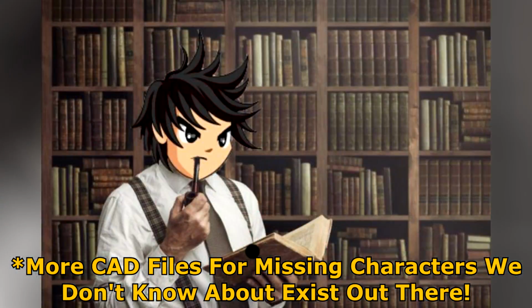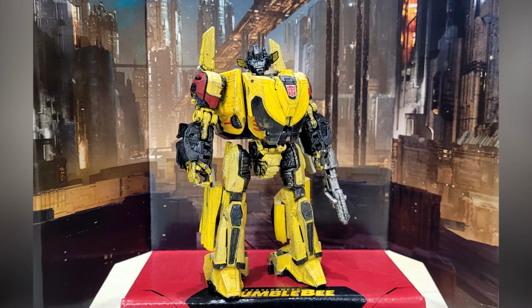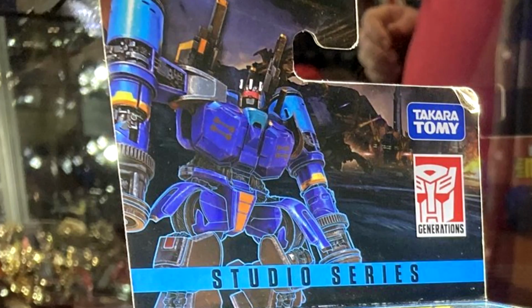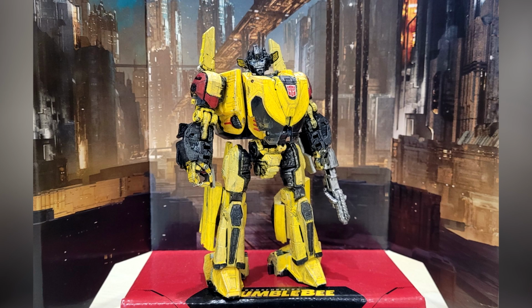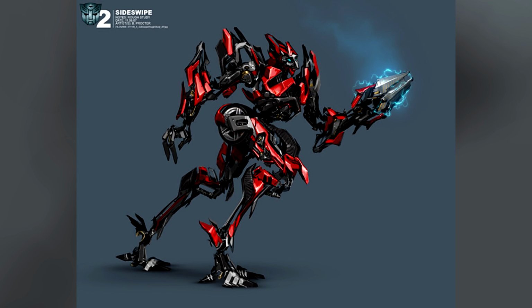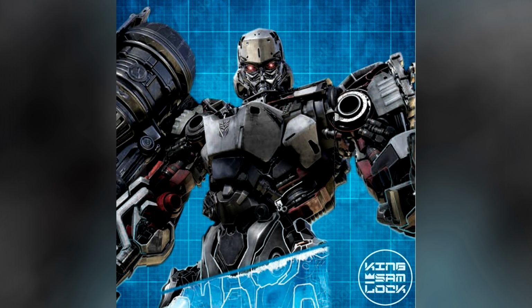But something interesting that he mentioned is that they were going through a lot of the Bumblebee movie CAD files. And we know that characters like Rumble and Sunstreaker are going to be part of Studio Series, the concept art line. Rumble's already out there, and Sunstreaker is rumored to show up next year. So thanks to Studio Series, we're going to get to learn about characters that were really close to completion, but unfortunately never made it into the movie. Megatron just happens to be the first one of those many characters.